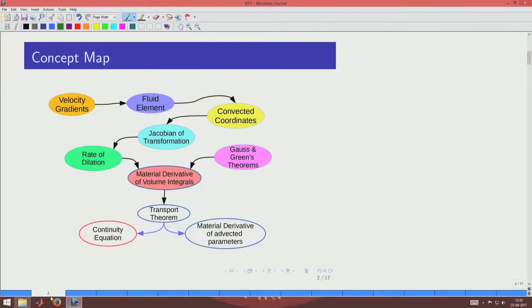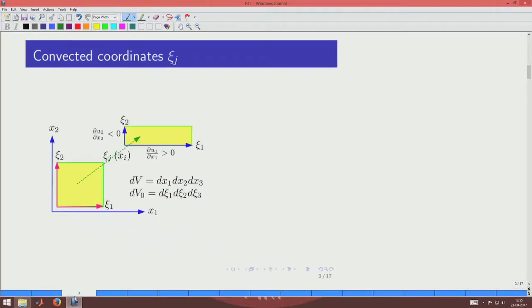Each of these elements that I have shown in these ellipses with colors can be delved upon deeply separately, but we need to go through all these to arrive at the derivation. So, here is the concept that we have already studied while coming across the material derivative.